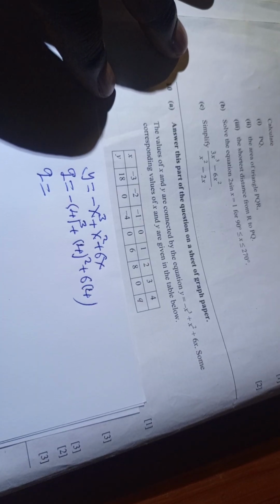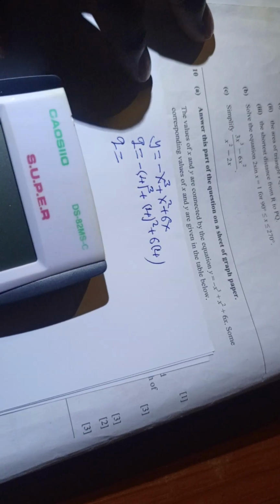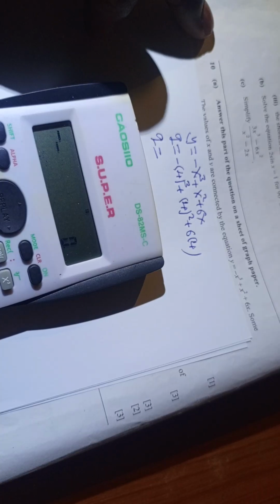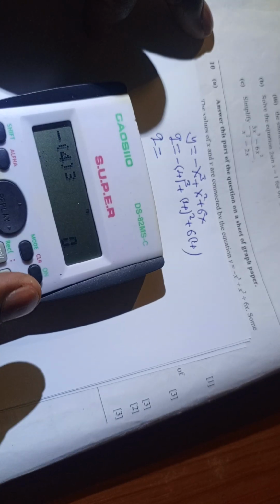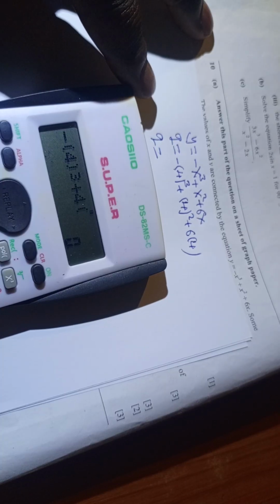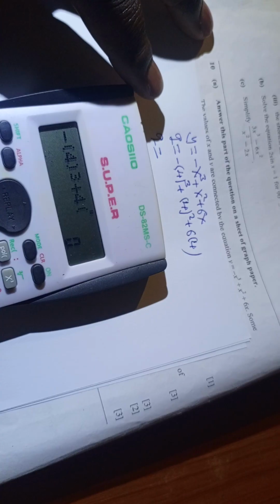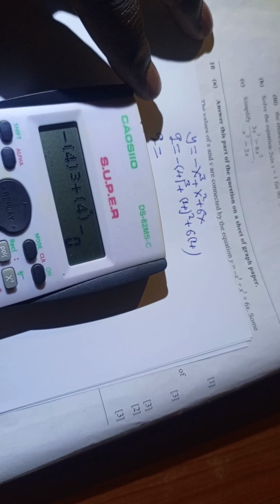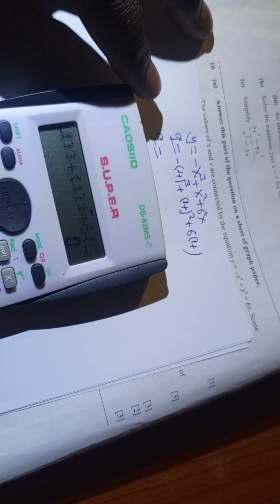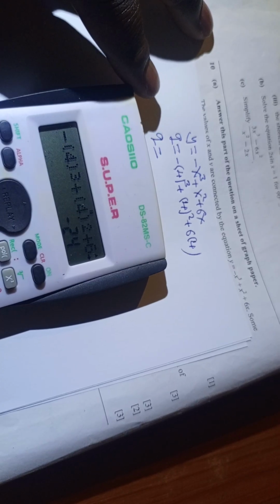Don't forget to punch everything, and don't forget that there's a negative there. So negative, open bracket, 4, close bracket, to the power 3. Then plus, open bracket 4, close bracket to the power 2. And again plus 6, open bracket 4, close bracket, then equal to. The answer is negative 24.